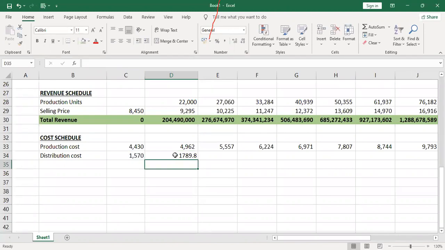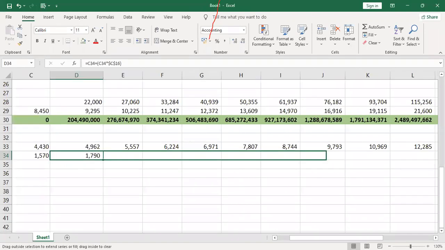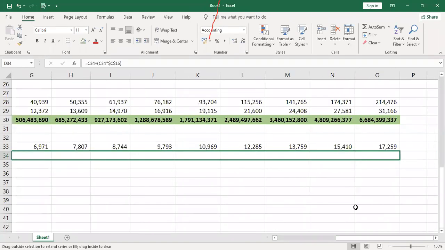Click on the value, press the cursor on the autofill icon, and then you do what? You drag up to year 12.